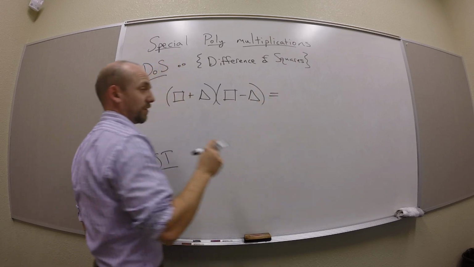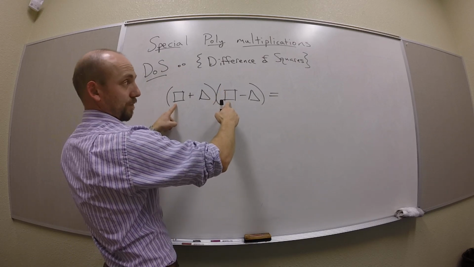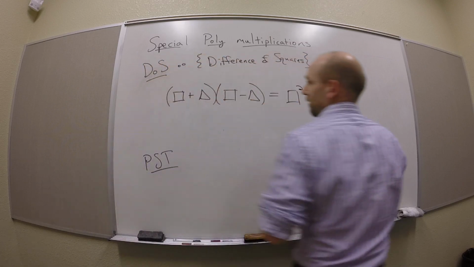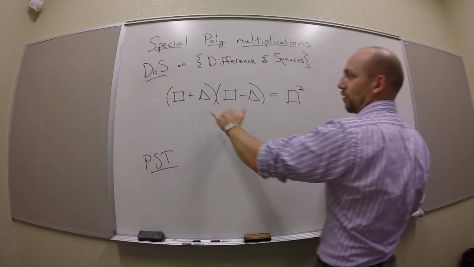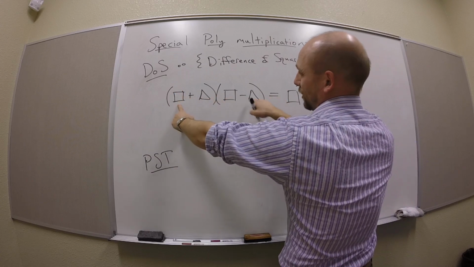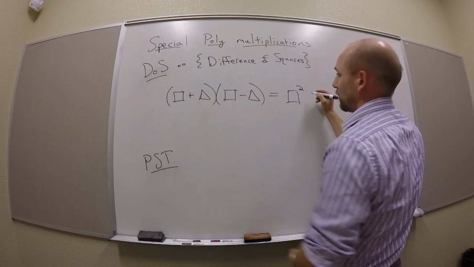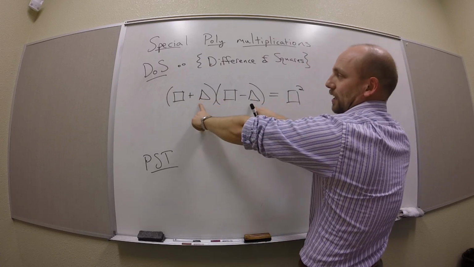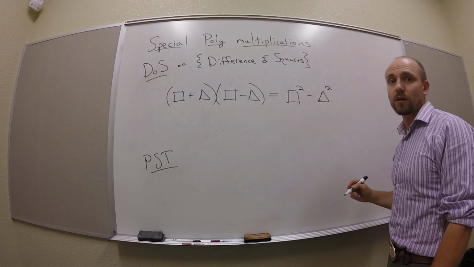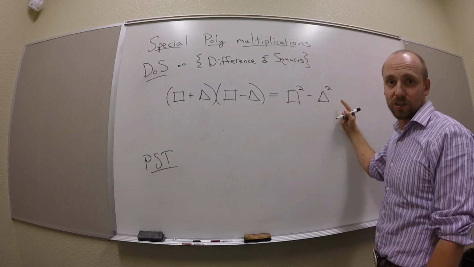And if I do this, if you FOIL this thing out, you'll get the firsts, right? So you'll get square squared. And then there'll be outsides, which will be minus square triangle, and insides, which is square triangle, so those will cancel. And then at the end, out of the last, so you'll get minus triangle square. So what was special was that O and I canceled, right?